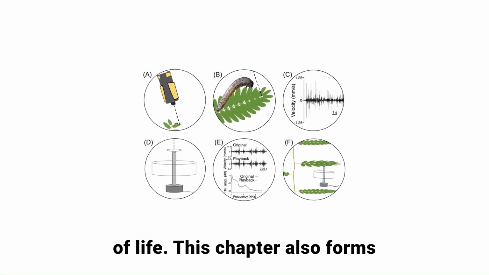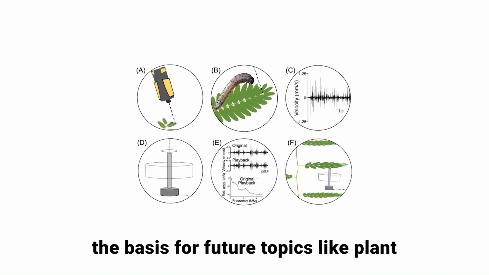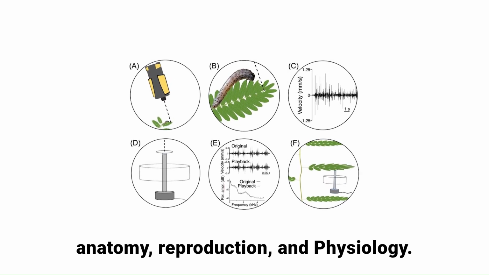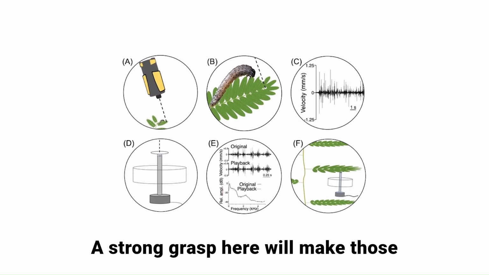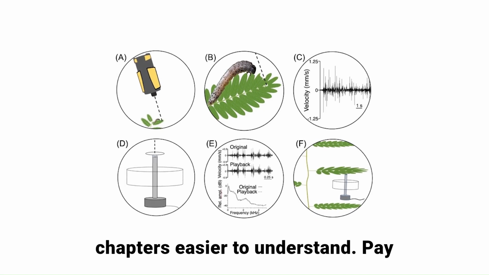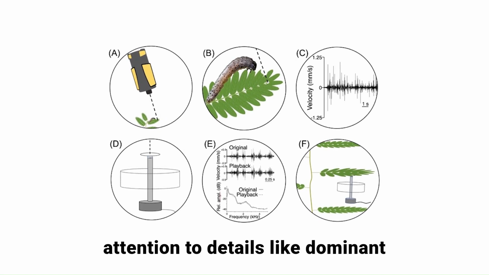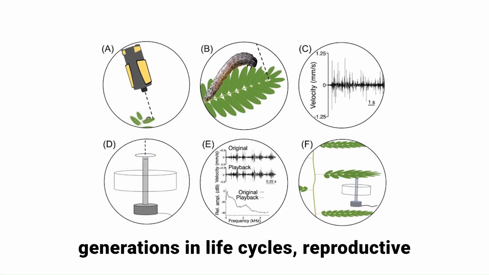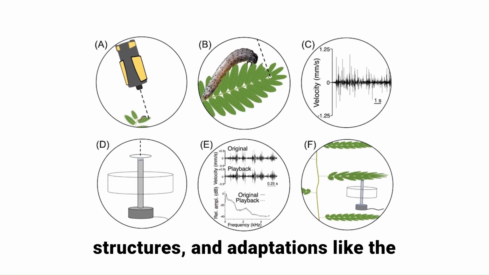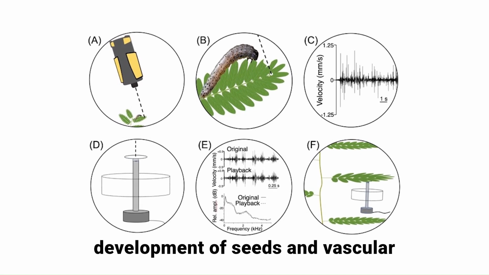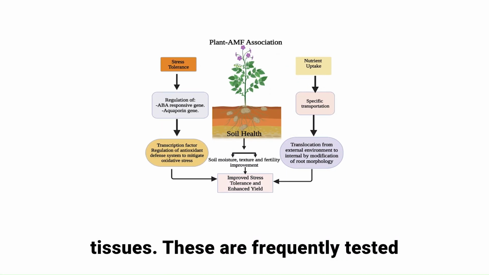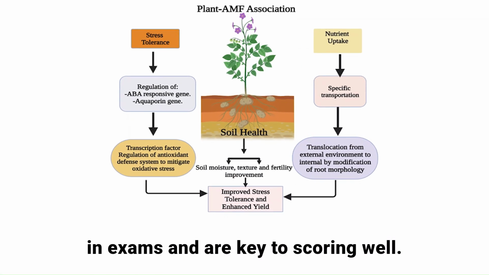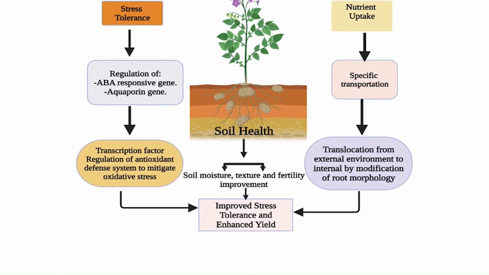This chapter also forms the basis for future topics like plant anatomy, reproduction, and physiology. A strong grasp here will make those chapters easier to understand. Pay attention to details like dominant generations in life cycles, reproductive structures, and adaptations like the development of seeds and vascular tissues. These are frequently tested in exams and are key to scoring well.